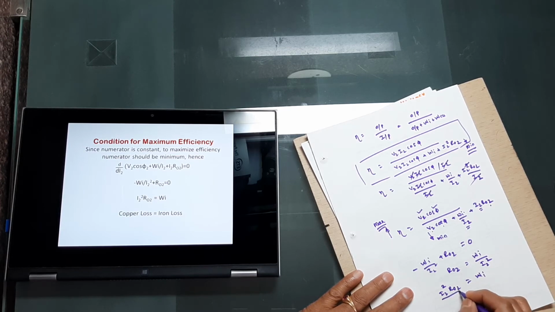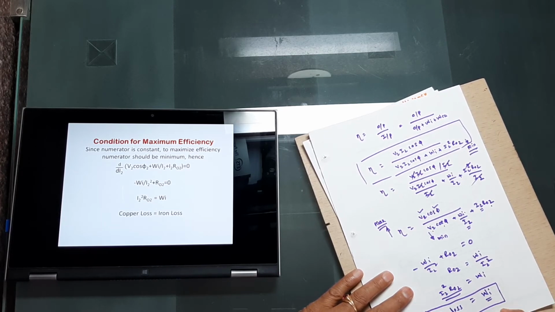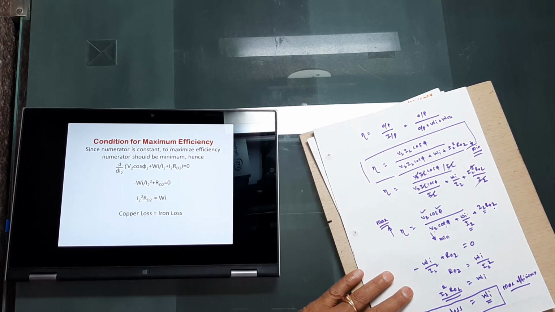What is I2 square RO2? I2 square RO2 is the copper loss. That is, the copper loss is equal to the iron loss. That is, when the copper loss of the transformer is equal to the iron loss, in that case maximum efficiency will be occurring. That is the condition for maximum. The condition of the maximum efficiency is that the copper loss must be equal to the iron loss. At that instant of time, the efficiency will become maximum.